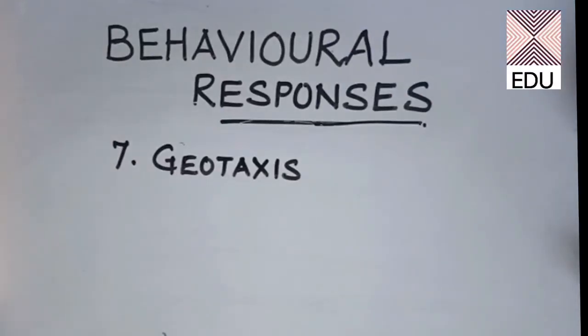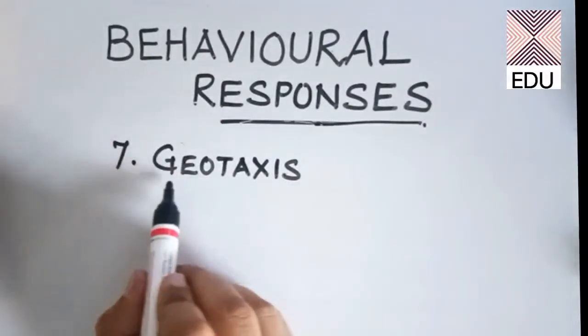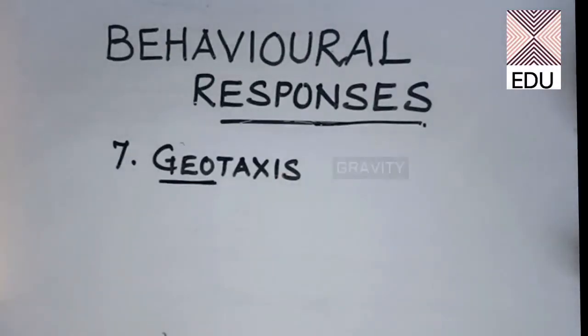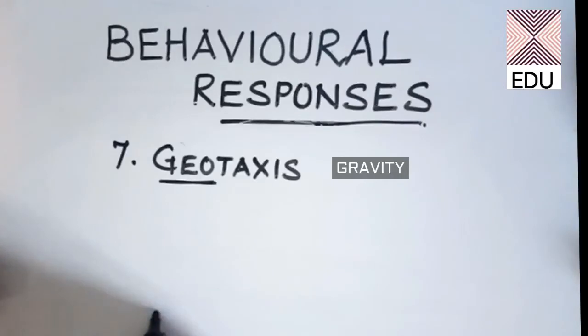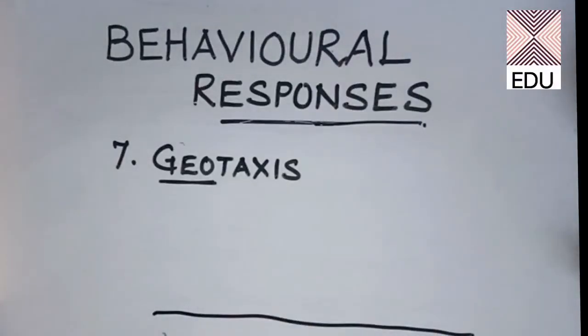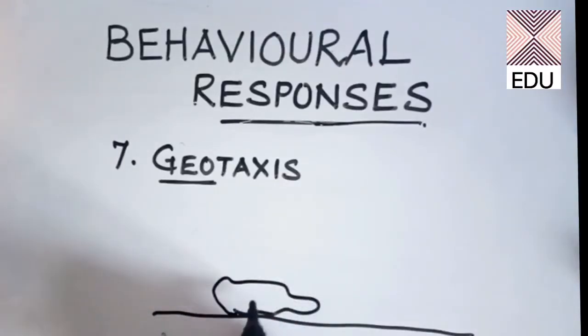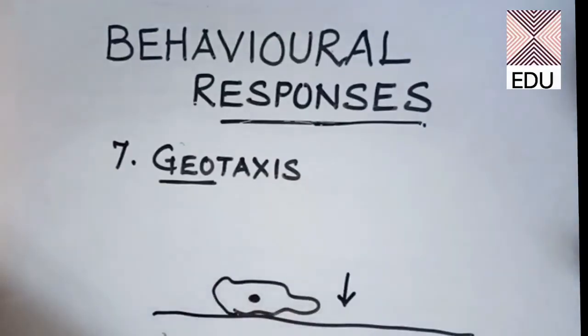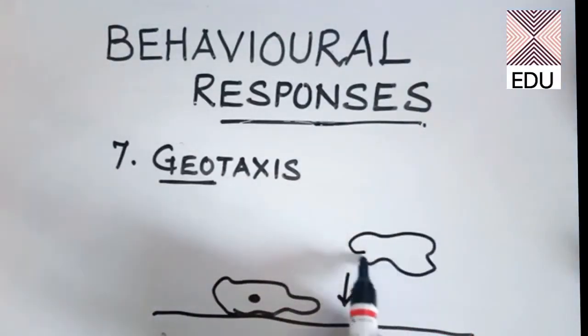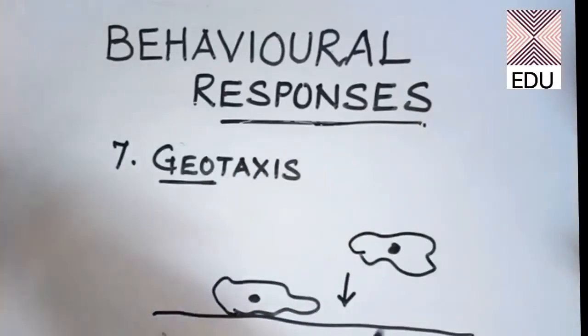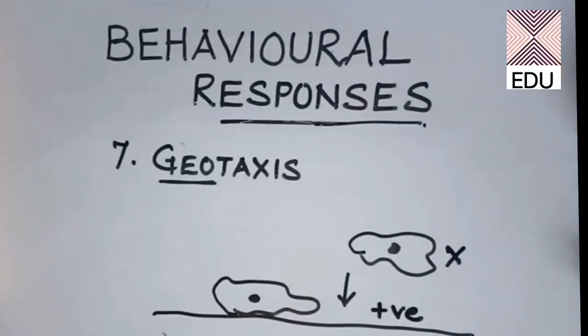Now the last kind of response is geotaxis. This is the response towards gravity. Suppose this is the substratum. Substratum is the surface on which the amoeba is moving. If the amoeba is moving on the surface, it will tend to remain attached to the surface. It will not go above the surface and swim. So there is a positive geotactic response of amoeba in water.